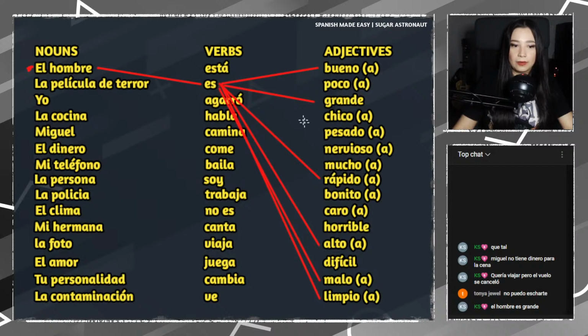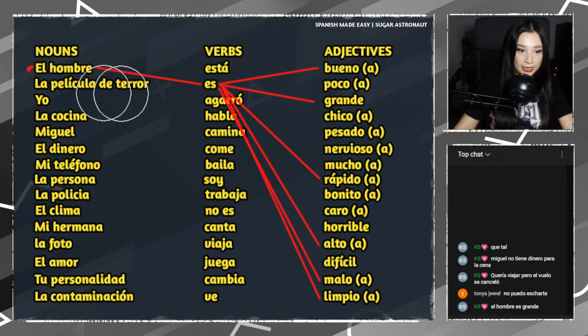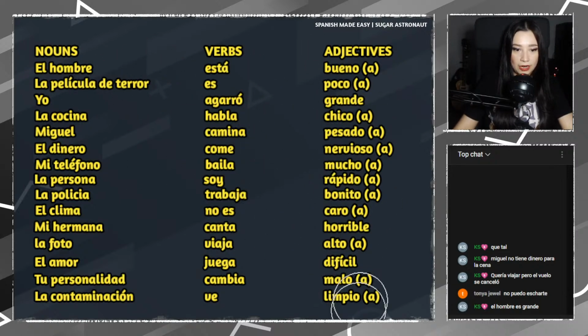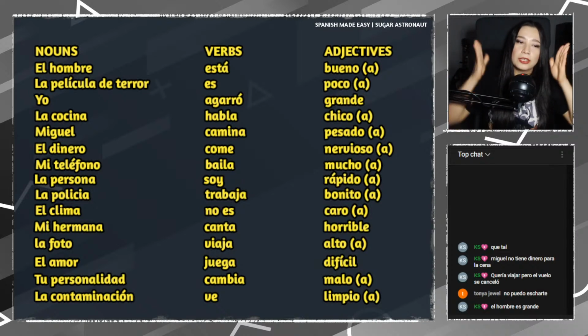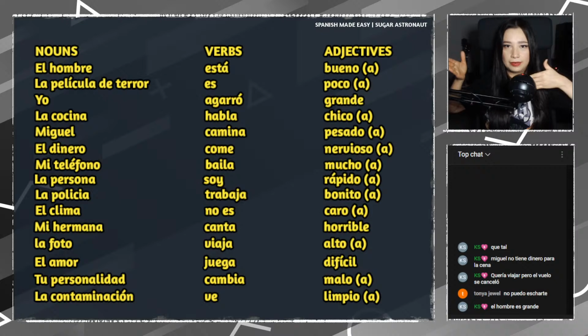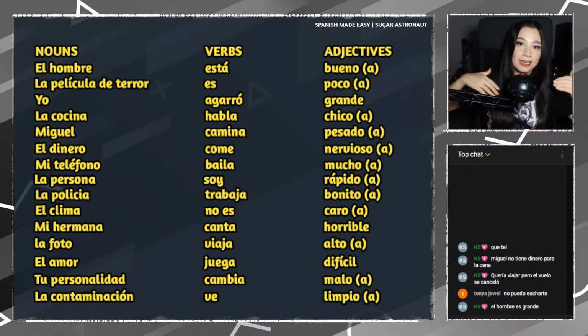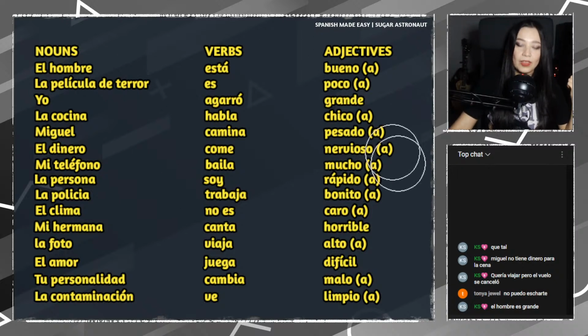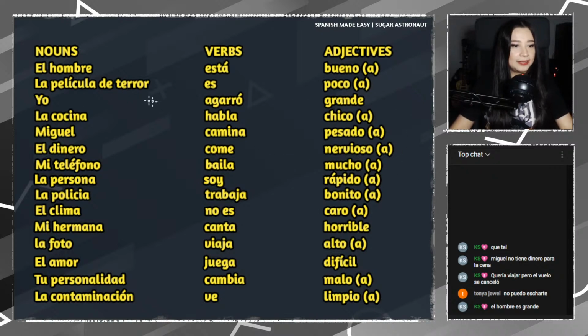Okay, so yeah, we have so many sentences here that we can construct with just one noun, one verb, and a lot of adjectives. Okay, so if you are confused about Spanish and how it works, just always remember that you can have a noun, a verb, and an adjective. Okay, and then learn as many nouns as you can, learn as many verbs as you can, and same with adjectives. And that's going to increase your vocabulary very fast. Okay, the next thing, guys.